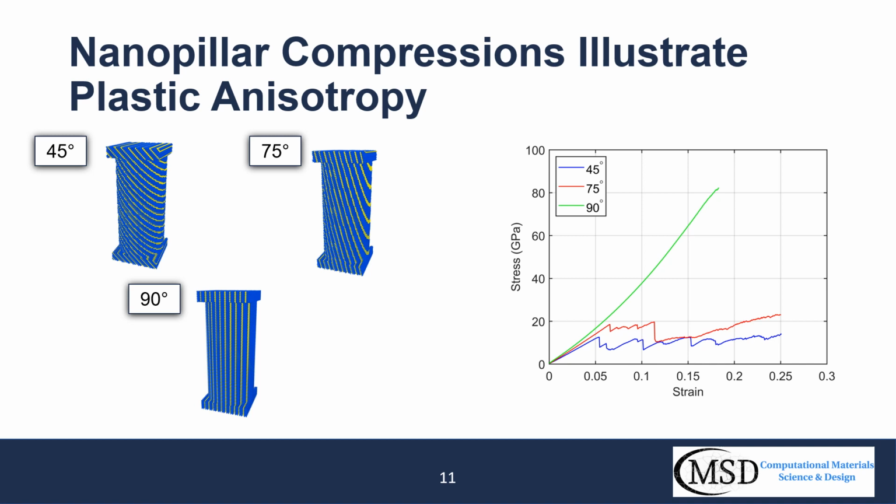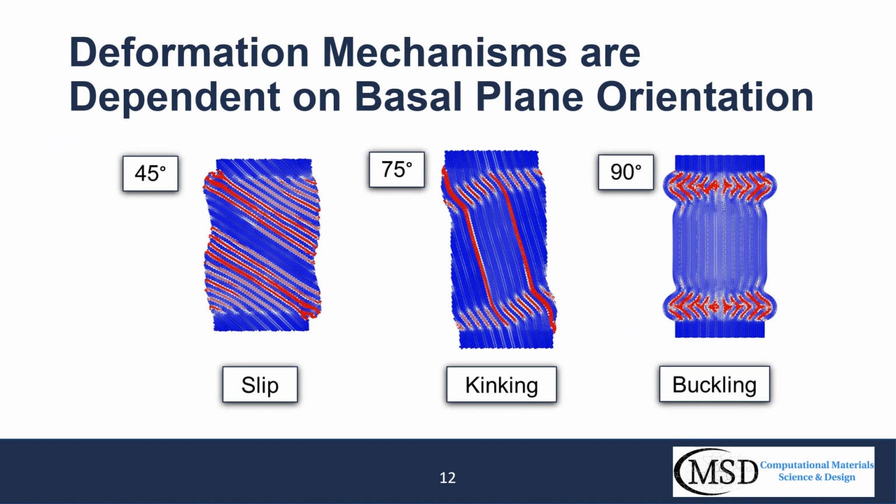Similarly to those micropillars I showed earlier, the 90-degree case where we have no basal slip active, the stress is significantly higher than the other 2 where basal slip is active. If we look at snapshots from these simulations, which are color-coded by shear strain, so we can see how the layers have slid relative to one another, we do see the big differences in the mechanisms here.